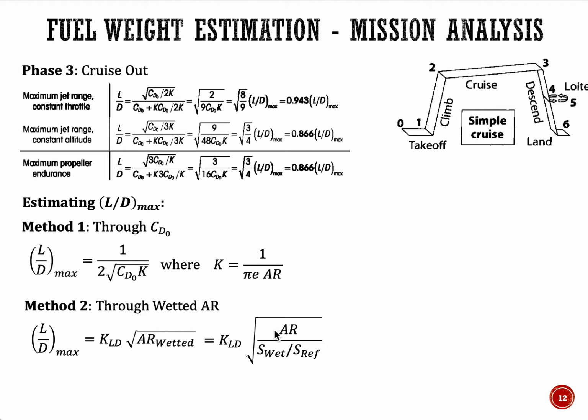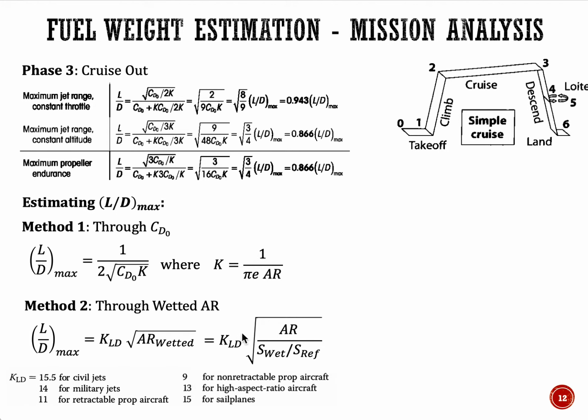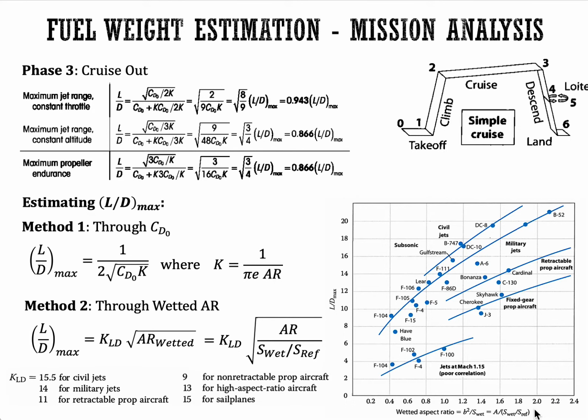And Raymer gives different numbers for these coefficients, K_LD. K_LD is 15.5 for civil jets, 14 for military jets, 11 for retractable prop, and so on. And the area ratio, S wet over S ref, can be found in here. On the x-axis, you have the wetted aspect ratio, and on the y-axis you have the L over D. And basically, you can see that he assumes a different slope for different types of aircraft. Again, all of this is in a generic sense, but you can find specific values for the aircraft you want to design in your textbooks.